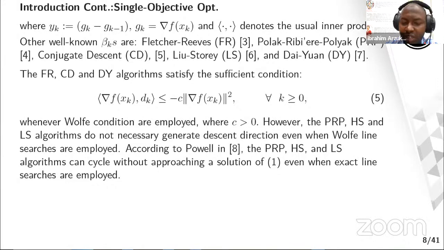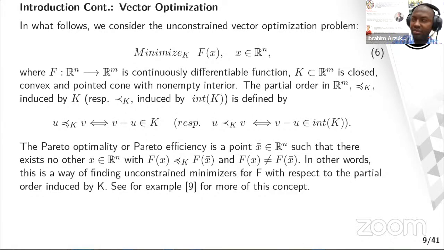So in what follows, we are going to consider an unconstrained vector optimization problem. That is problem 6, where f is a function from R^n to R^m, is a continuously differentiable function, and K is a subset of the image space, which is a closed, convex, and pointed cone with non-empty interior.